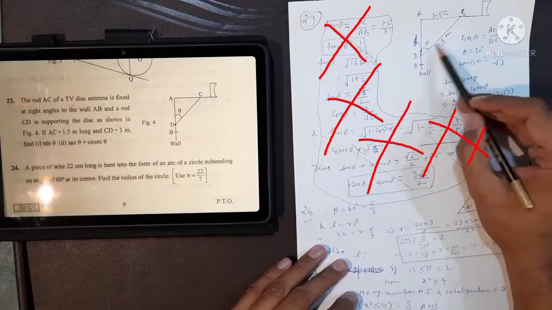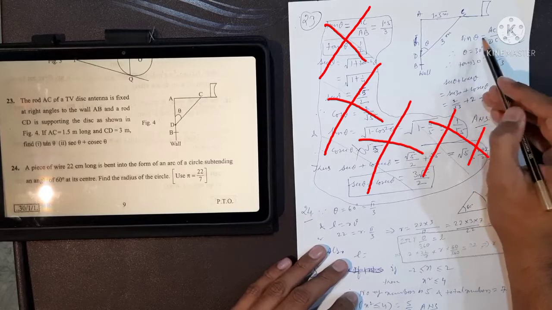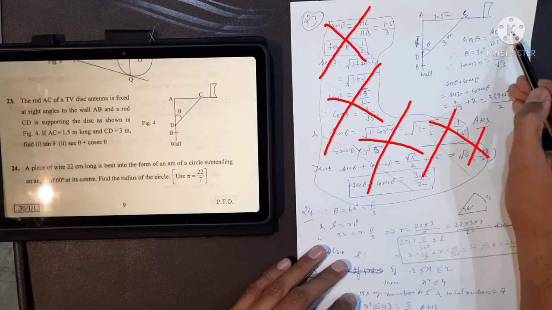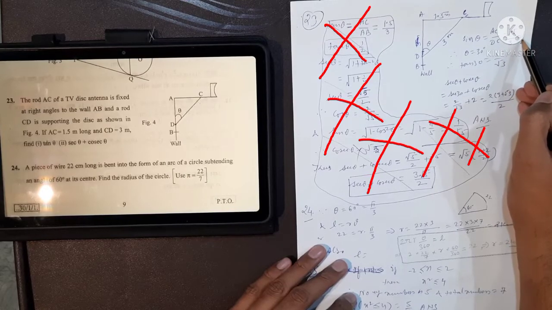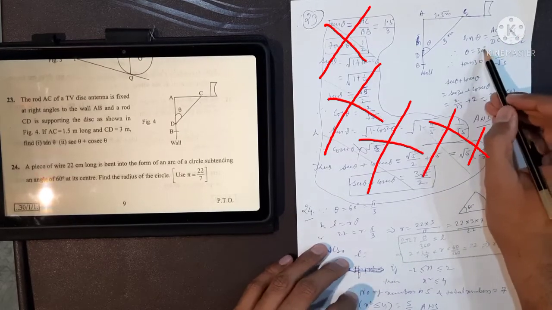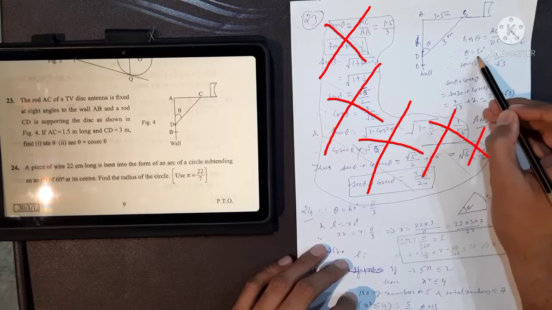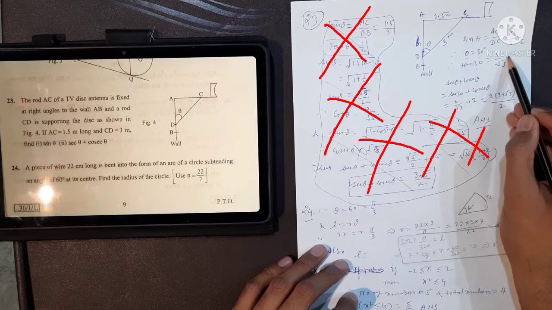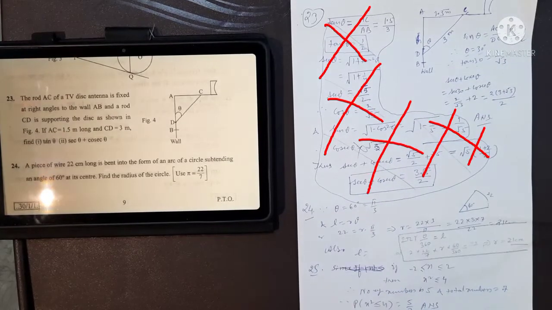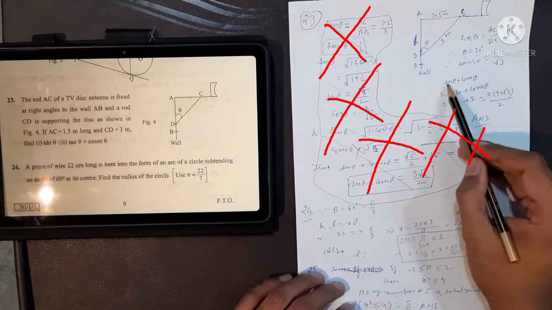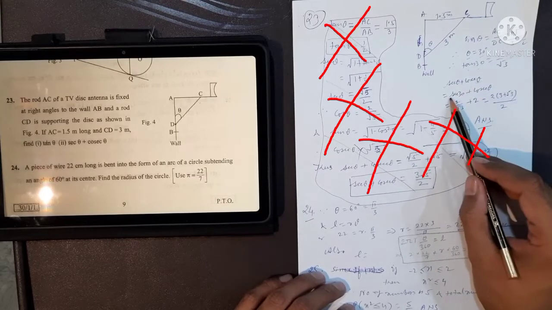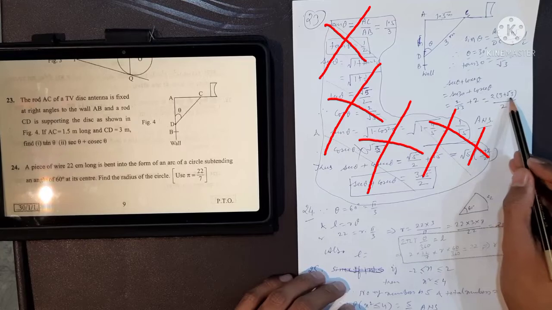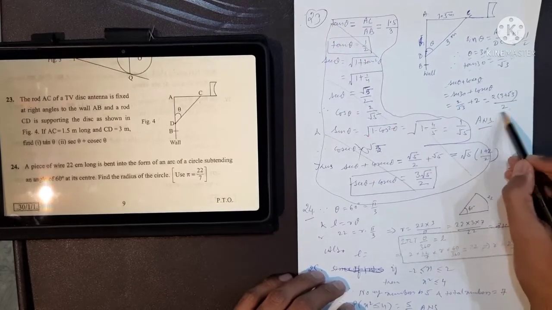So we know that sine theta is equal to AC upon DC, which is 1.5 by 3, or is equal to 1 by 2, and sine 30 we know is 1 by 2, so theta is 30 degree. So tan 30 is 1 by root 3, so 1 by root 3 is the answer for tan theta. And similarly for sec theta, we can calculate sec 30 and cosec 30 to get 2 plus 3 by root 3 upon 2 as the answer.